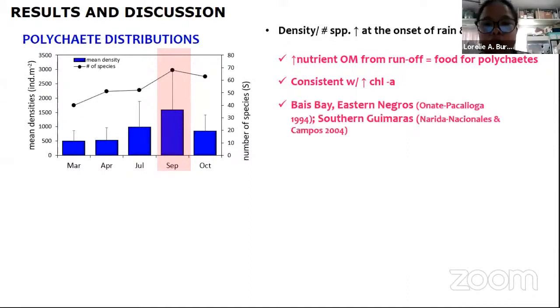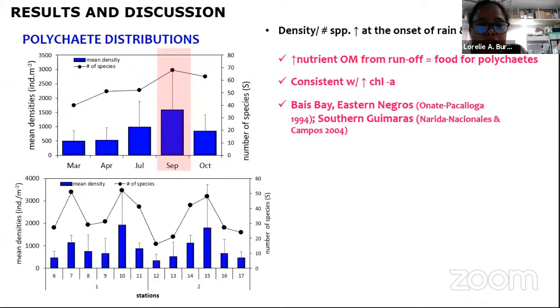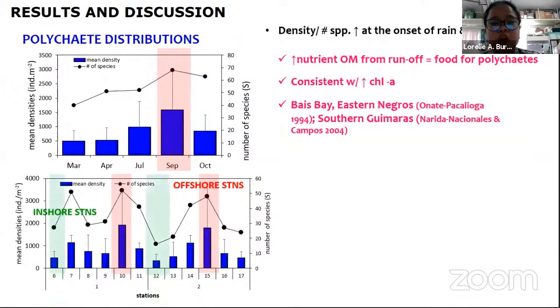Similar result of increasing trends during the southwest monsoon was also observed in Banate Bay, Eastern Negros, as well as in southern Guimaras. Spatially, densities were also observed to be highest in the offshore stations, that is station 10 and 15, while lower densities were observed in the inshore stations, which are station 6 and 10.